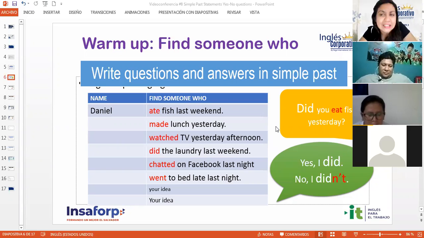Ahora, ¿qué van a hacer en este momento? You have to make the questions. Van a hacer las preguntas. Por ejemplo, aquí tengo, van a hacer esta tablita también donde van a escribir your name and find someone who. Van a escribir aquí el nombre de su compañero que hizo esto, ¿verdad? Por ejemplo, ate fish last weekend, que comió pescado el fin de semana. Made lunch yesterday, que hizo almuerzo ayer.